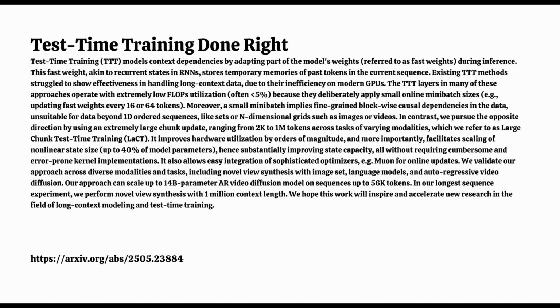First, hardware utilization. They report huge jumps, up to 70% on an NVIDIA A100. That's going from less than 5% to potentially 70%. The hardware is actually doing serious work now. That's a massive difference in efficiency.